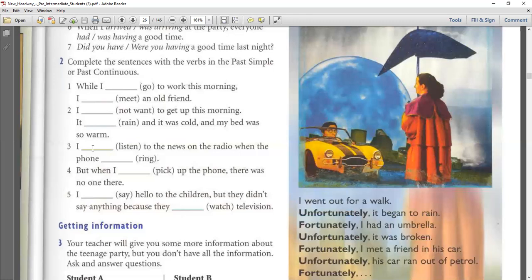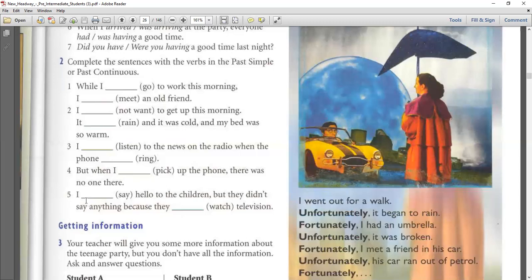I was listening to the news on the radio when the phone rang. مثل ما شرحت قبل قليل طلاب، بعد الوين يجب أن يكون ما زمن الماضي البسيط. ring rang وليس was ringing. Okay. I was listening to the news on the radio when the phone rang. But when I picked up the phone, there was no one there. Also, we have when, so we will use past simple tense.